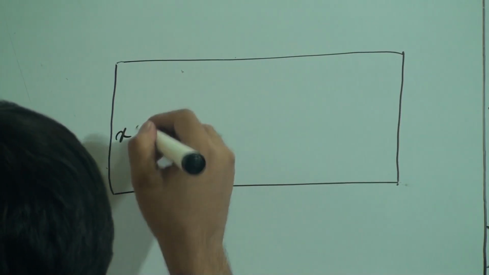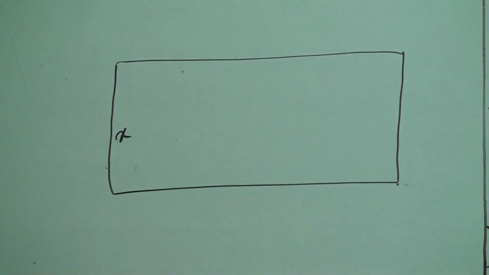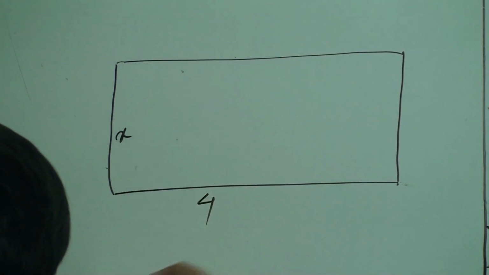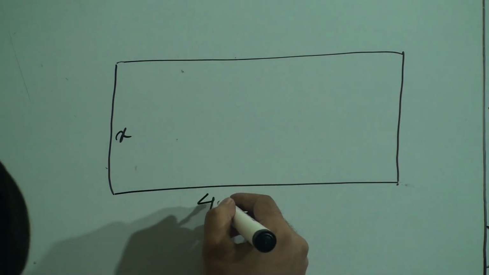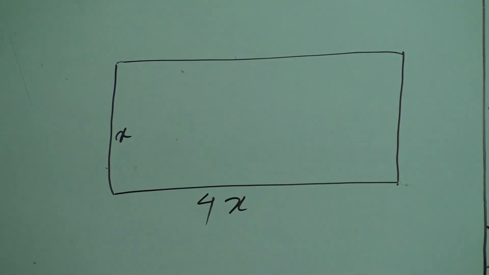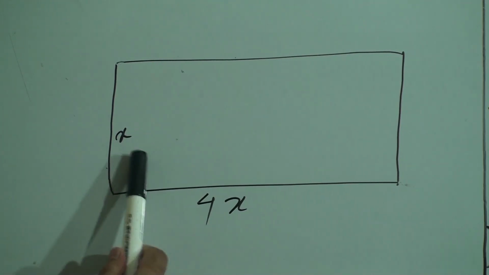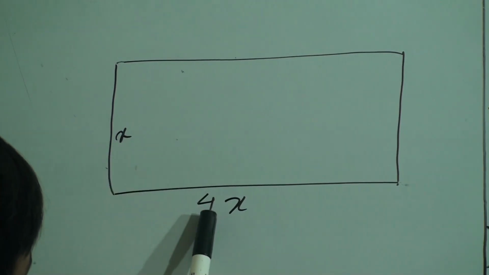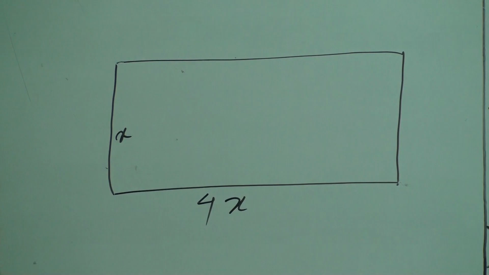So if we consider the breadth of the rectangle is x meter, then the length will be 4 times the breadth. So this will be 4 into x, means 4x meter, and then we will get the area easily. If we take the product of length and breadth, we will get the area. Using this basic concept, we will solve the problem. Okay, dear students, let us see.